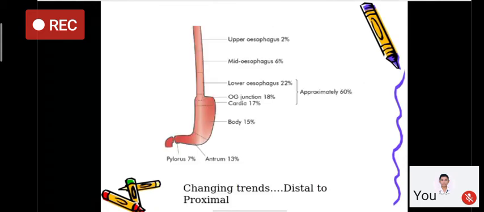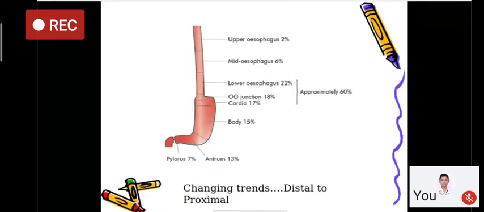If you come to this slide, this is the gastroesophageal junction. This is the esophagus here. Now what they do is take this area, which is 1 centimeter of esophagus and 5 centimeters of stomach. So this total area becomes 6 centimeters. This area they call the OG junction or esophagogastric junction.